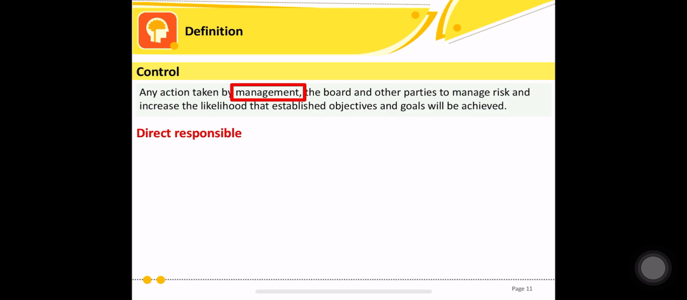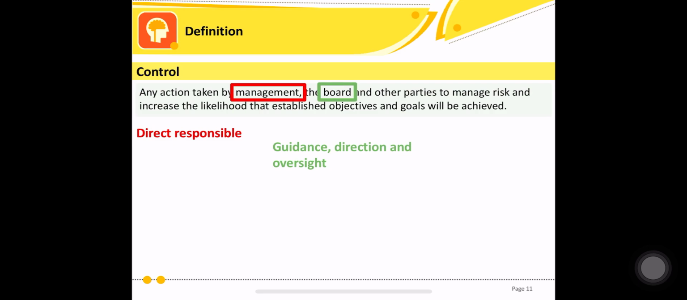Management, yeah. And we have learned from the first video that the governance is under the responsibility of the board. Now, this time, the controls is also under the responsibility of the management. As you have noticed from the three lines of defense, it's mostly first line. But as you can see here, any action taken by the management, the board, and other parties. So therefore, it's not only the first line. Even in the second, or even on the third, or even on the board level, they still need to implement control.